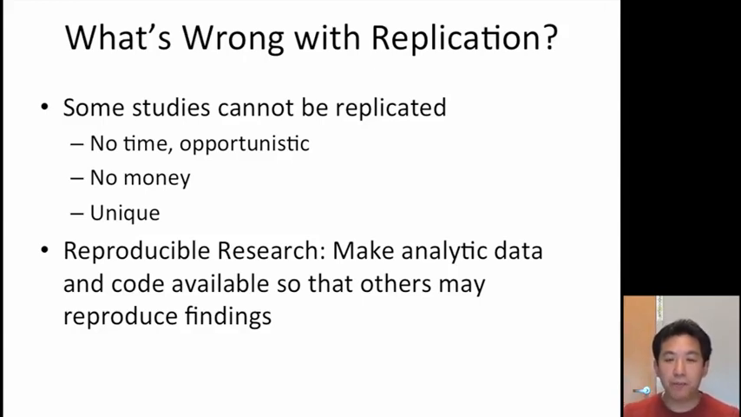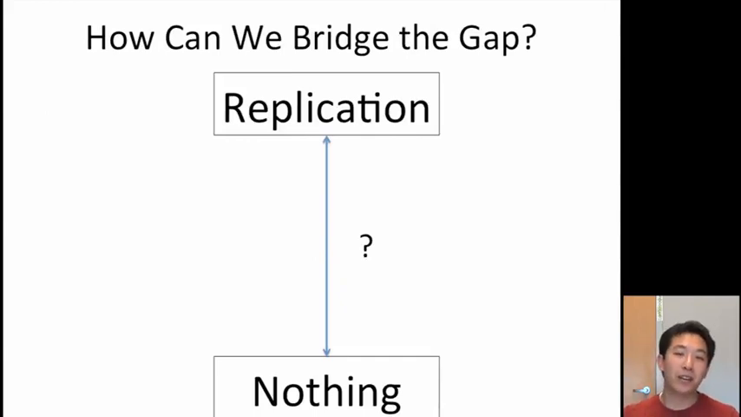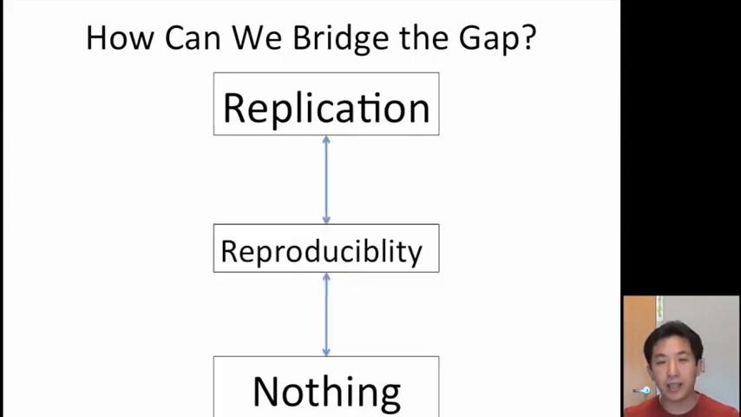And so the idea is, if you can't replicate it, is the alternative just to do nothing, just let that study stand by itself? The idea behind reproducible research is to create a kind of minimum standard or a middle ground where we won't be replicating the study, but maybe we can do something in between. So the basic problem is, you have the gold standard, which is replication, and then you have the worst standard, which is nothing. And so what can we do that's in between the gold standard and nothing? That's what we're thinking is reproducibility. So that's how we can bridge the gap between replication and nothing.